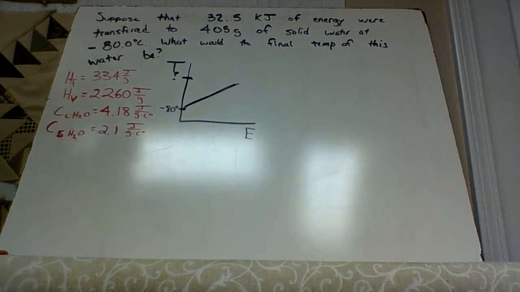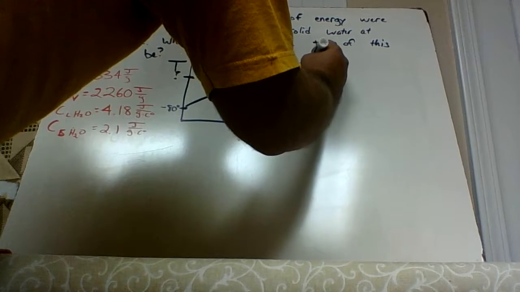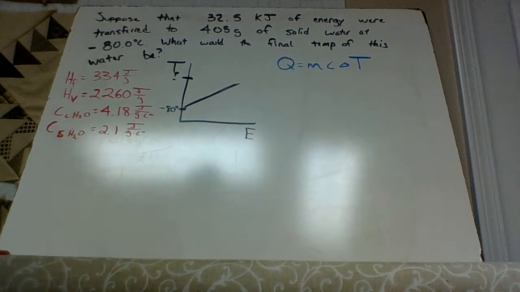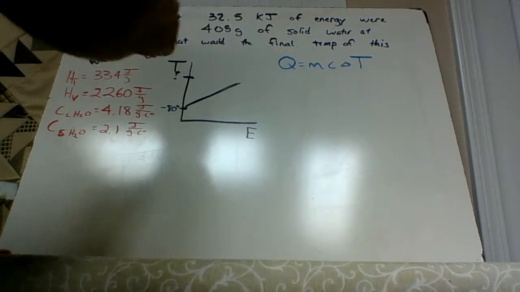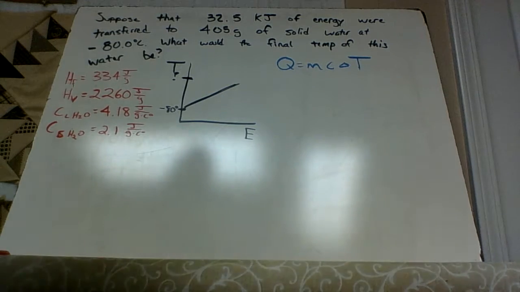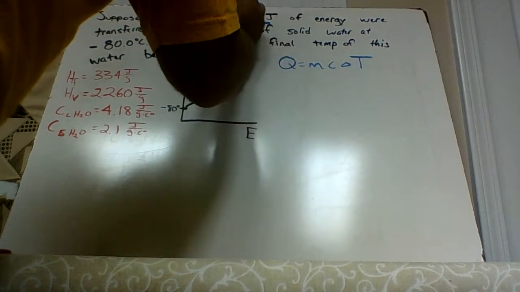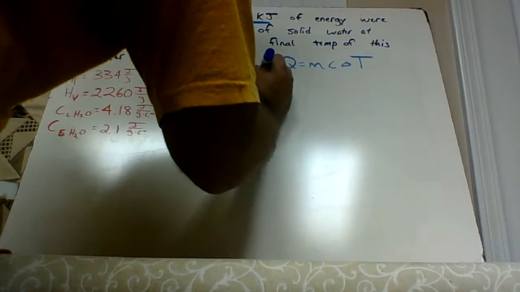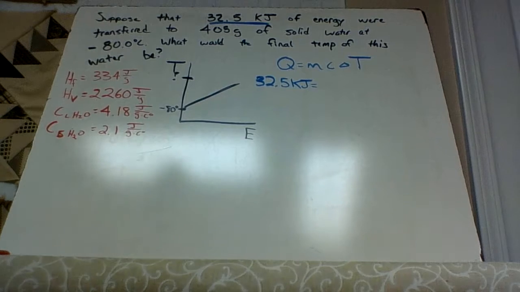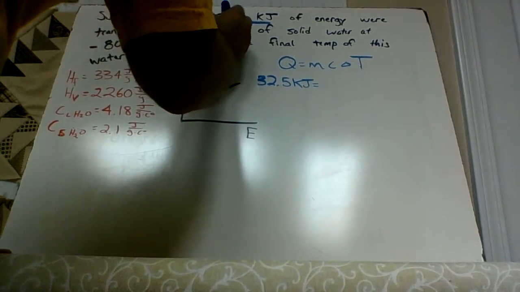The key thing is to see that because that is a diagonal, and diagonals always follow the following equation: Q is equal to mc delta T, which is mass times the heat capacity times the change in temperature. So if I were to ask myself, what is Q? Well, Q is the amount of energy that's either being added or removed from the system. In this case, we know how much energy was added: it's 32.5 kilojoules. So 32.5 kilojoules is equal to, now do I know my mass? Well, 32.5 kilojoules of energy were transferred to 405 grams. So that is my mass.